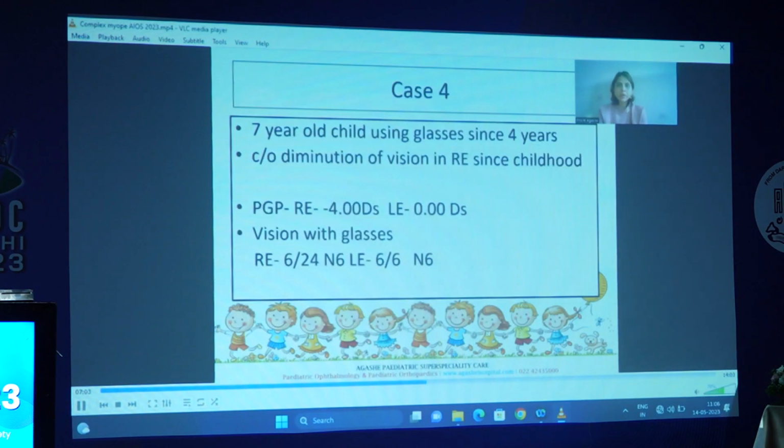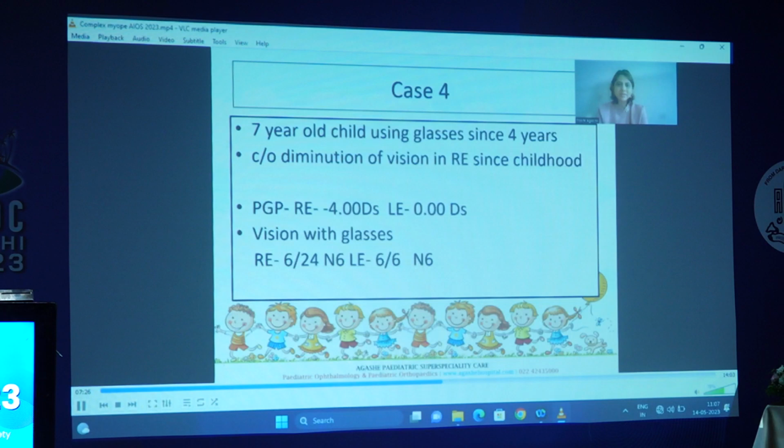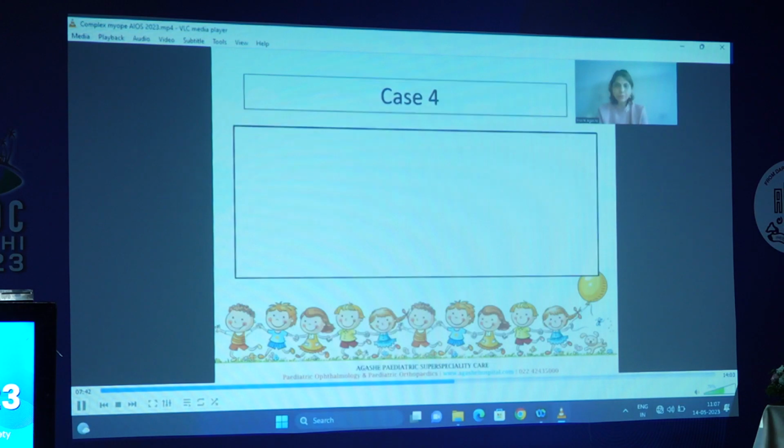Moving on to the fourth case, is a 7-year-old child presenting with history of using glasses since 4 years. There is complaints of diminution of vision in the right eye since childhood in spite of use of the glasses. So the glasses power that the child is wearing is -4 in the right eye and the left eye is a plano correction. Vision with glasses is 6/24 and 6/6 in the right eye and 6/6 in the left eye. Current refraction revealed right eye to have a refractive error of -7 and the vision improving to 6/9 and the left eye continues to remain plano. So this is a case of anisomyopia.